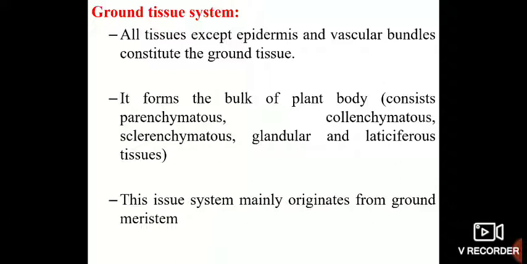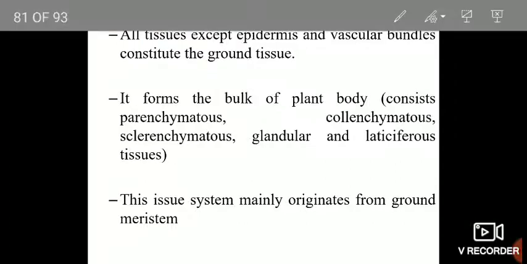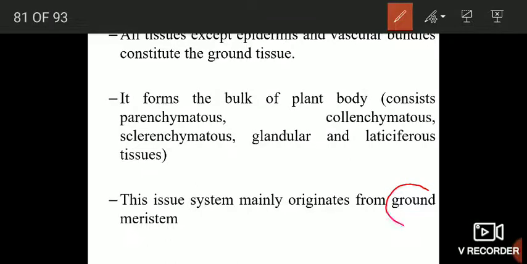All tissues except epidermis and vascular bundles constitute the ground tissue system. Ground tissue system forms the bulk of the plant body, and this tissue system may be constituted of parenchymatous, collenchymatous, sclerenchymatous, glandular, or laticiferous tissues. The ground tissue system originates from the ground meristem, which is a specific type of meristem that is entirely devoted to the formation of ground tissue.